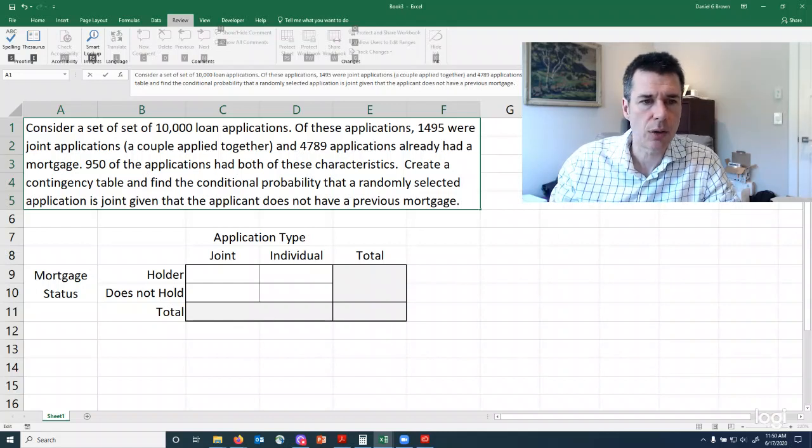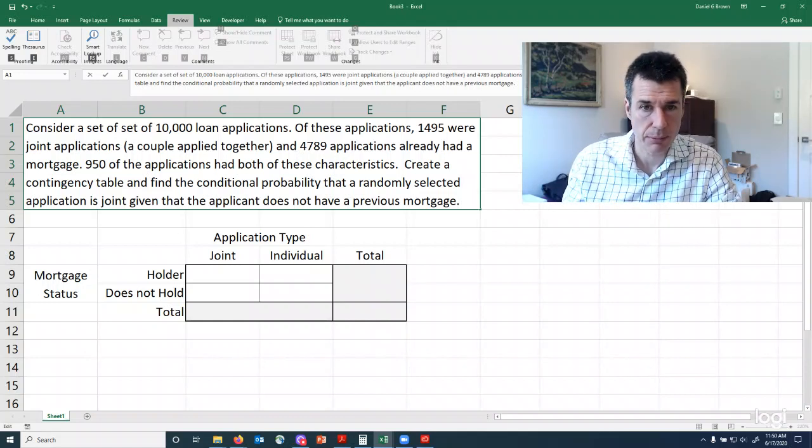In this video, I'm going to use contingency tables to help consider conditional probabilities. A conditional probability is the probability that some event might happen given that something else has already happened. A contingency table is actually a great way to do these calculations.